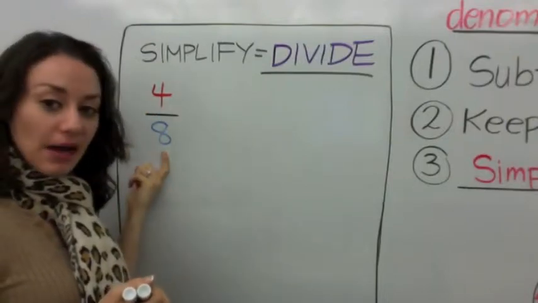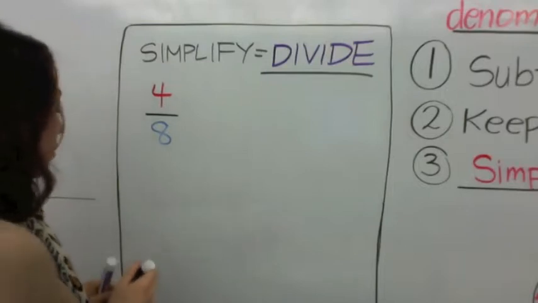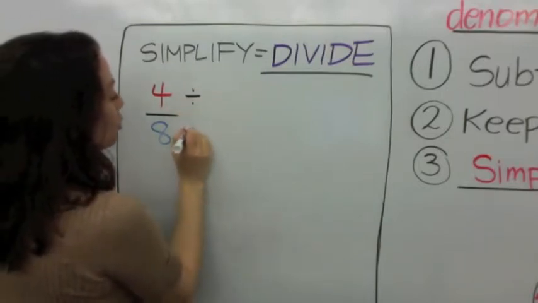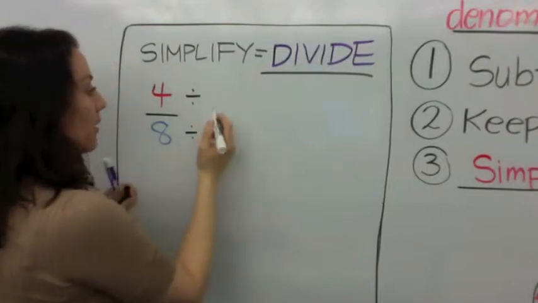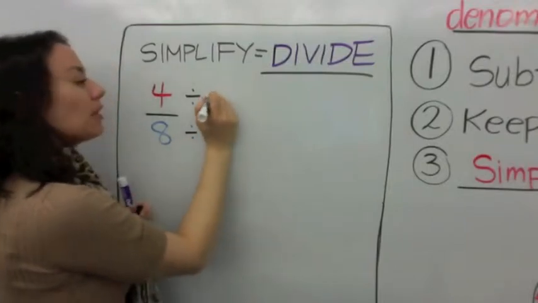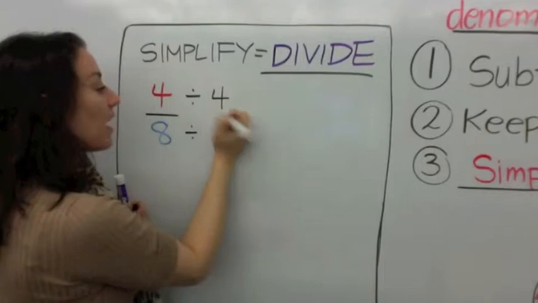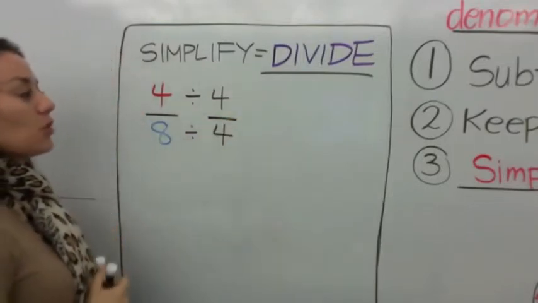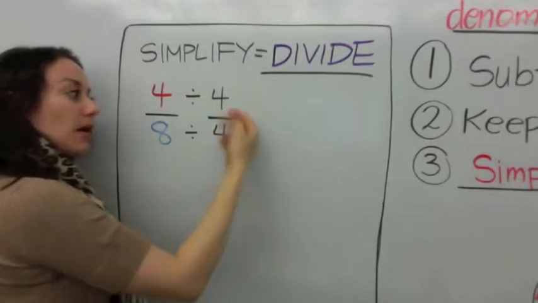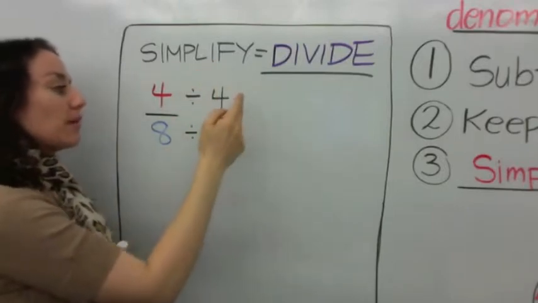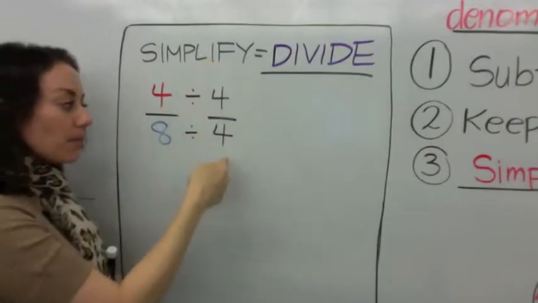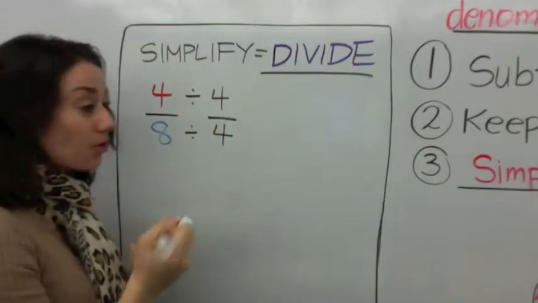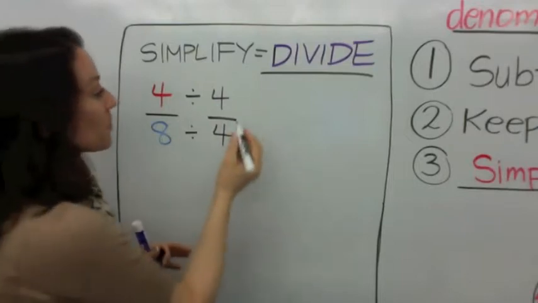Could you divide 8 by 4? Okay, watch. What I do is divide the numerator and the denominator by 4, but not really by 4. I'm dividing by 4 over 4. Anybody remember what happens when you have the same number at the top and the bottom and you're dividing? 4 divided by 4 is 1. So really you're dividing by 1. You're not dividing by 4.